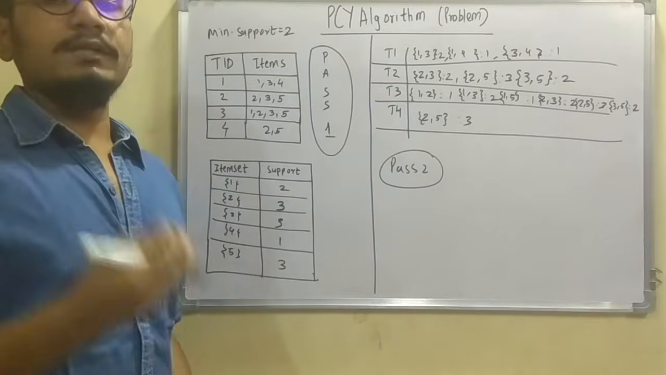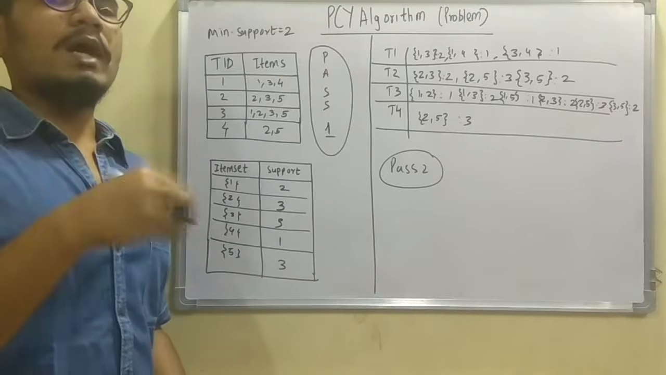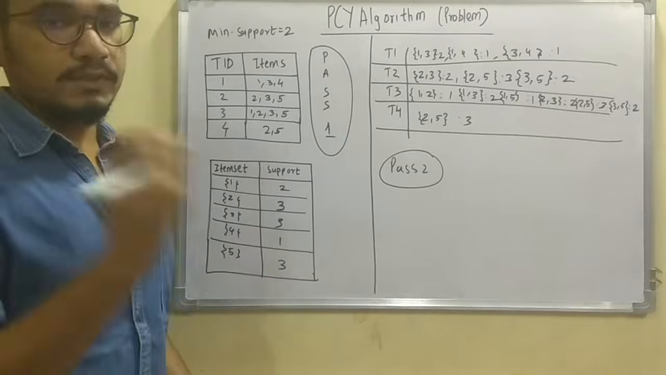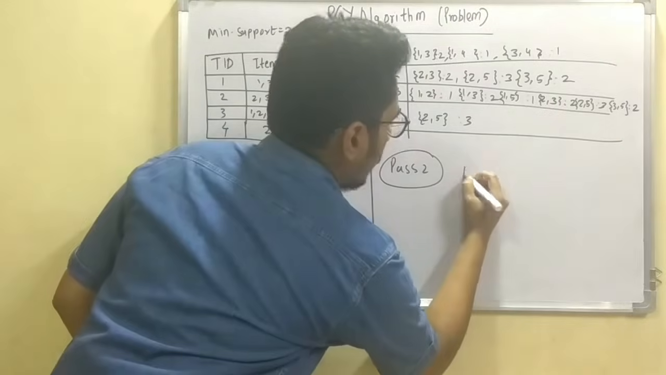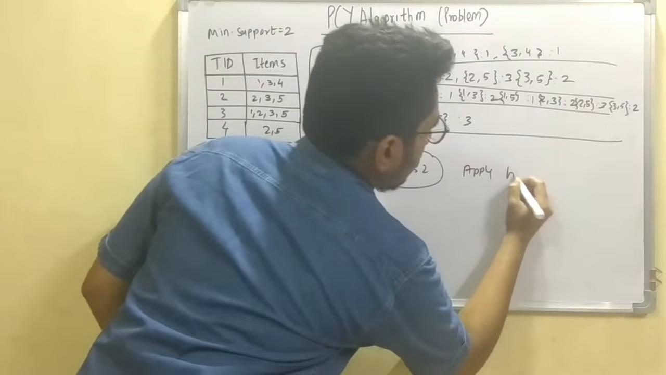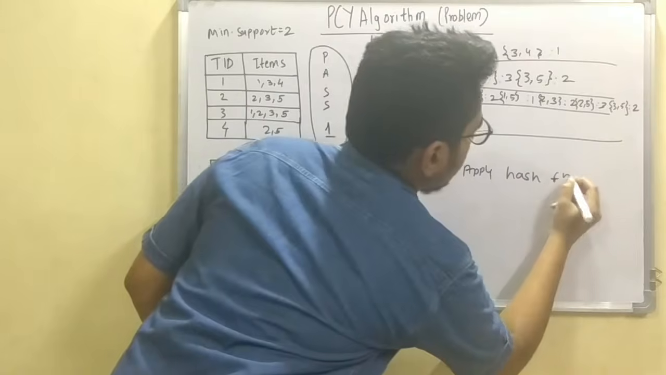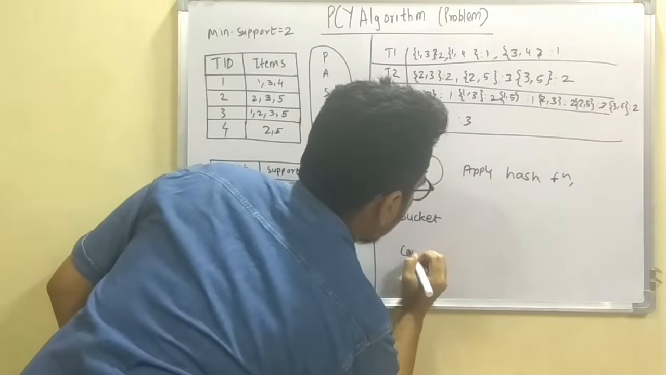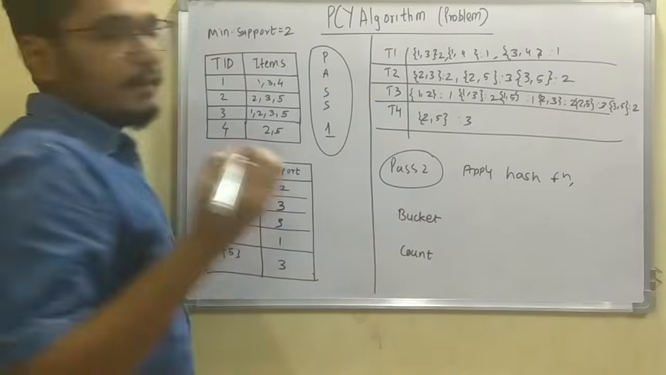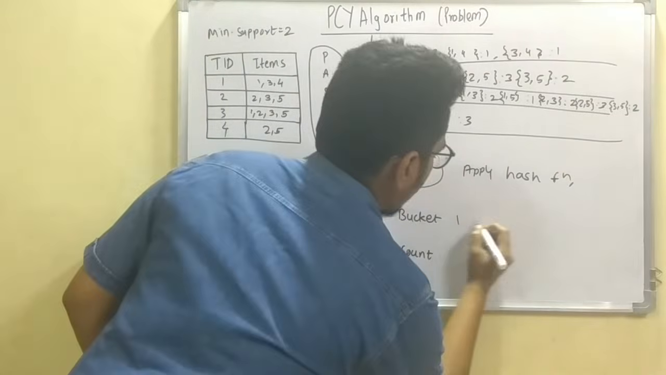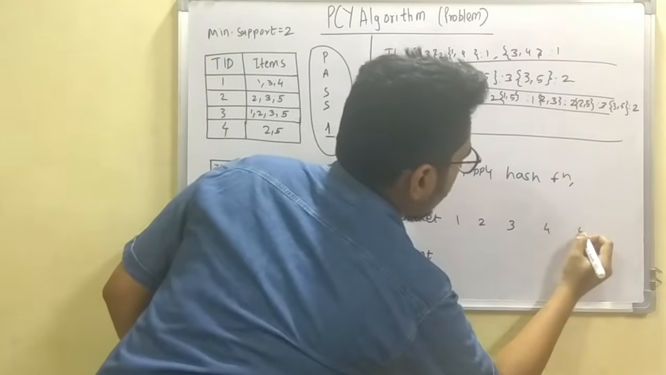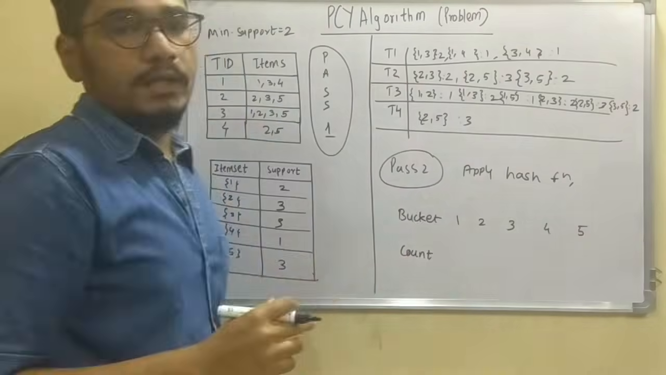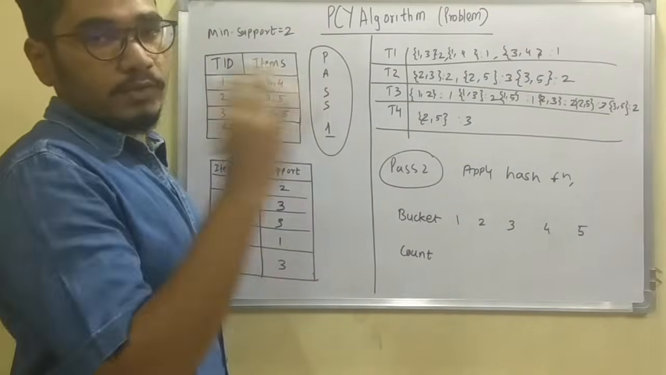Next we design the final table, that is for pass 2, after converting it into the main memory map. This is based upon the hash function that we apply. After applying the hash function, we get the buckets and the count of these items, that is, how many elements are in each bucket. There are 5 buckets, 1, 2, 3, 4 and 5, and you have to count for each bucket.